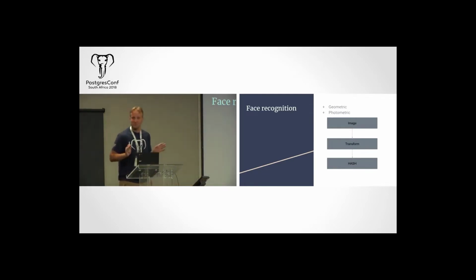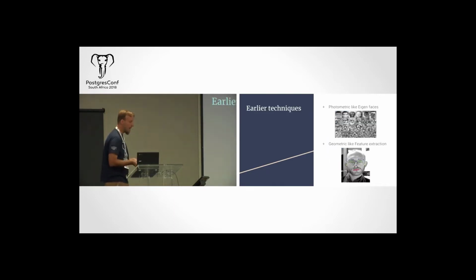I don't know all that much about it, so please don't catch me out. You get two main types, or used to, geometric and photometric. So pretty much you've got an image, you transform it, and you get some kind of a hash, a number series or whatever. A photometric system would be like eigenfaces.